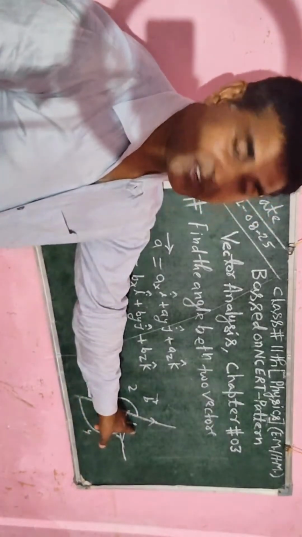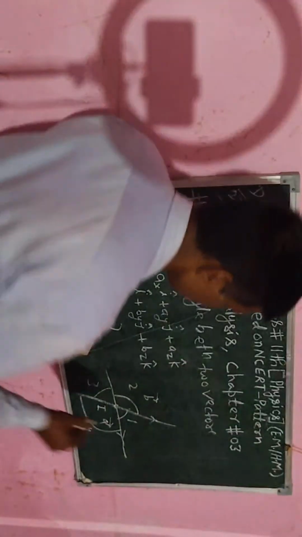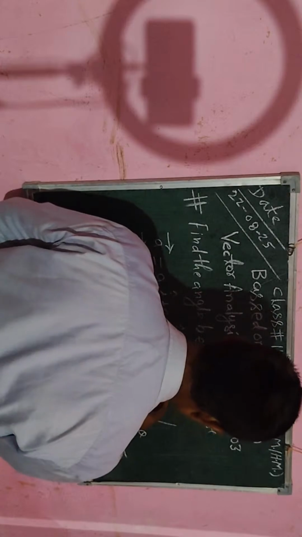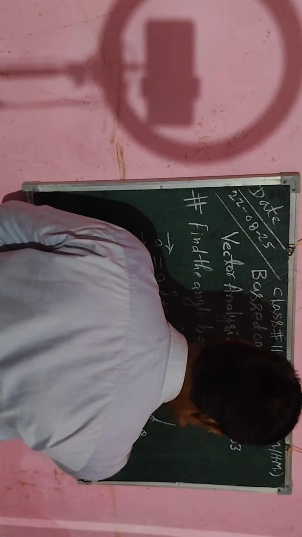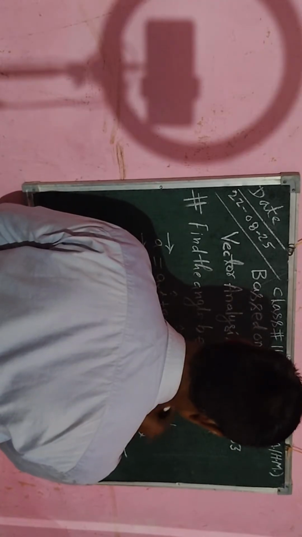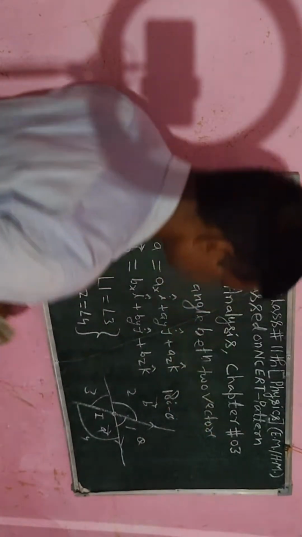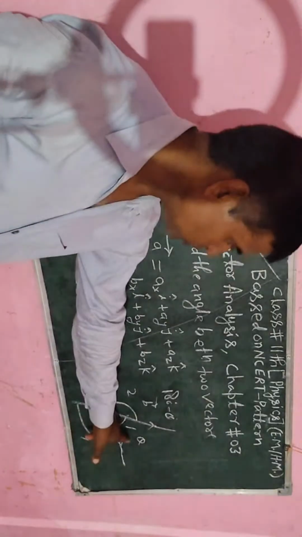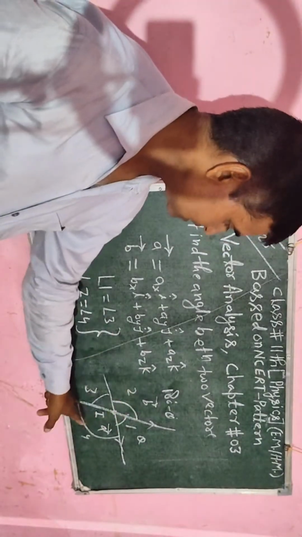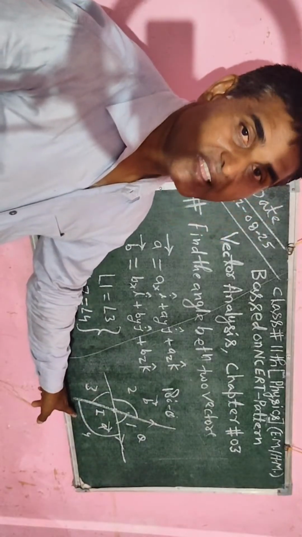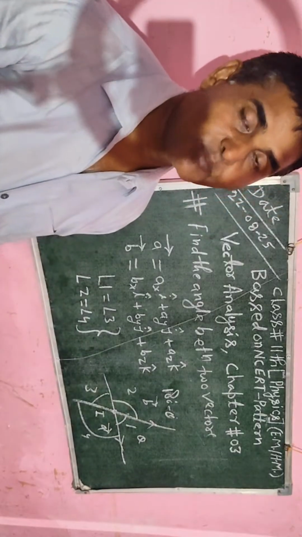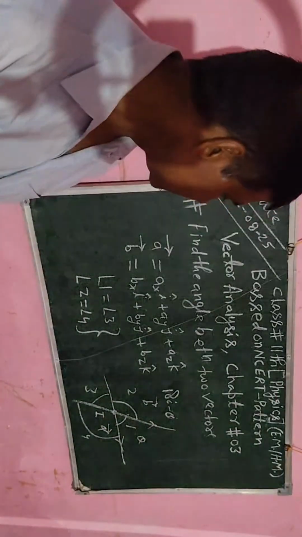So one angle will be theta, so the other angle will be pi minus theta, that is, 180 degree minus theta. So this is theta, so this angle will be 180 degree minus theta. This angle will be theta, and this is 180 degree minus theta, so this will also be 180 degree minus theta. So these are the vertical opposite angles, and vertical opposite angles are equal to each other.